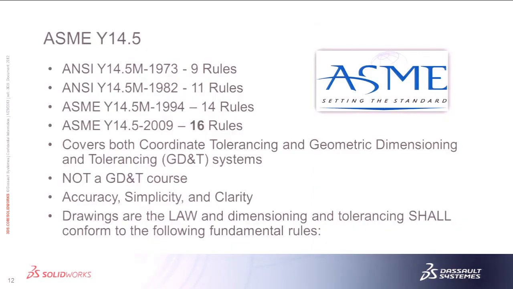Okay, the fundamental rules that we're going to get into here, you can kind of see that I keep adding them. From 1973 there were 9. In the 2009 standard there are now 16 rules listed. We'll go through those pretty quickly. This is not a GD&T class, but it talks a little bit about GD&T, and it also covers coordinate tolerancing. The 3 things that I really want you guys to take home with you when you're doing your drawings, in the back of your head, always think of accuracy, simplicity, clarity. Accuracy trumps all. If your drawing's not accurate, it's worthless. But you also want it to be simple and clear so everyone can understand it. So keep those in the back of your mind.